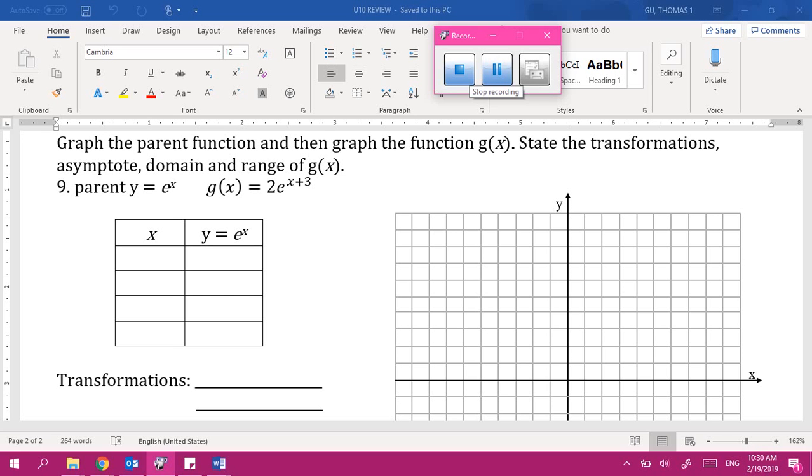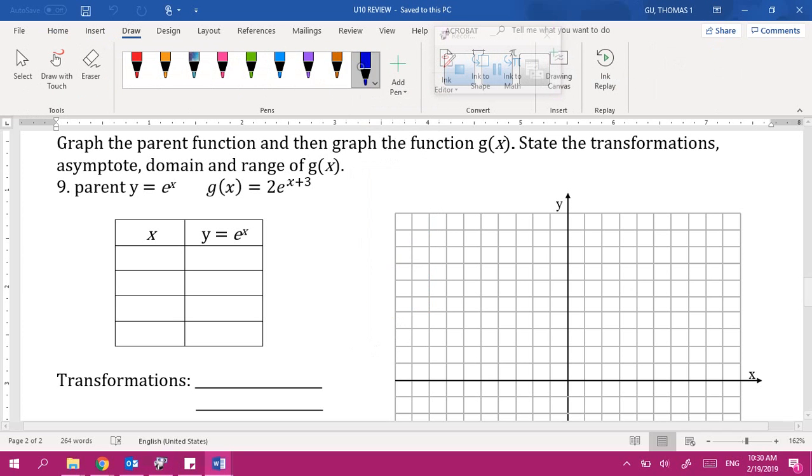All right, so number 9 says graph the parent function and then graph the function g of x. So first we want to graph the parent function. They straight up tell you the parent function right here is y equals e to the x. Okay, so if you're just using y equals e to the x, you got 3 x values, -1, 0, 1.